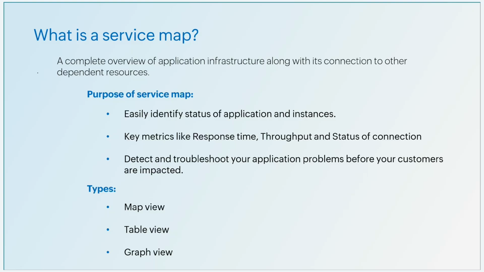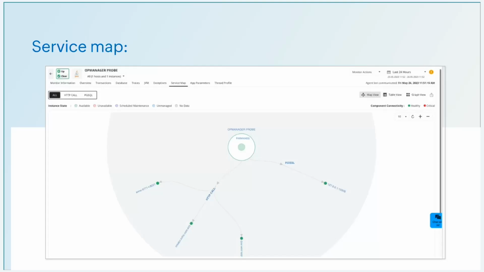There are 3 types of service map. One is the map view, table view, and graph view. So here under the map view, it will provide you the way of analyzing the topology view of the application along with its instances which are represented in the central node.